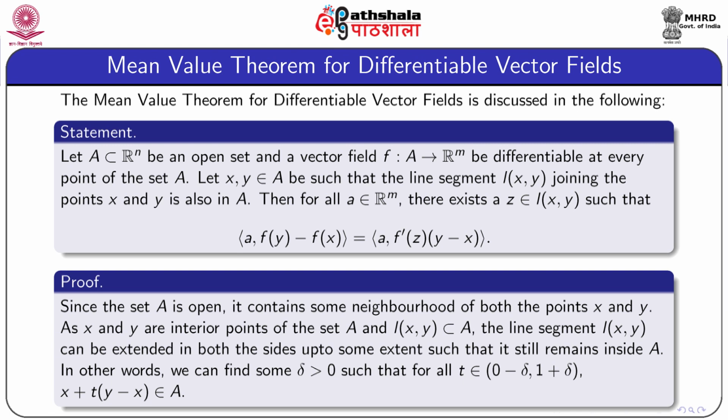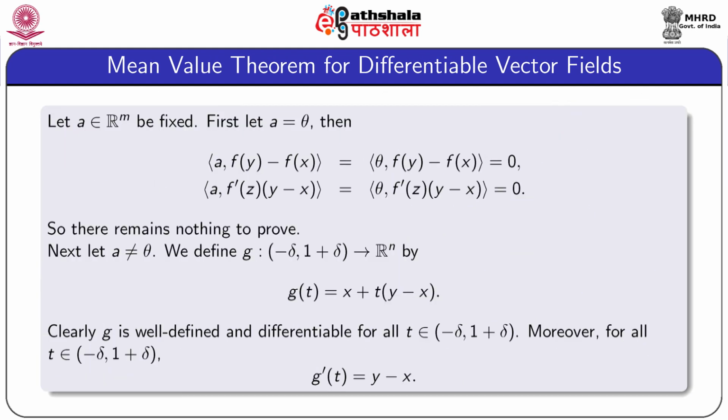Since the set A is open, it contains some neighborhood of both the points x and y. As x and y are interior points of the set A and Lxy lies entirely within A, we can extend the line segment with endpoints x and y in both the sides up to some extent such that it still remains inside the set A. In other words, we can find some positive delta such that for all t belonging to minus delta to 1 plus delta, x plus t times (y minus x) still lies within A.